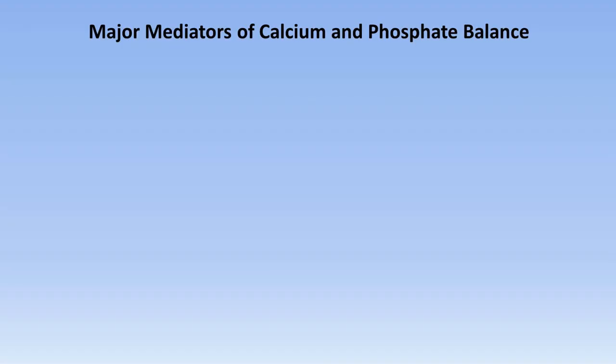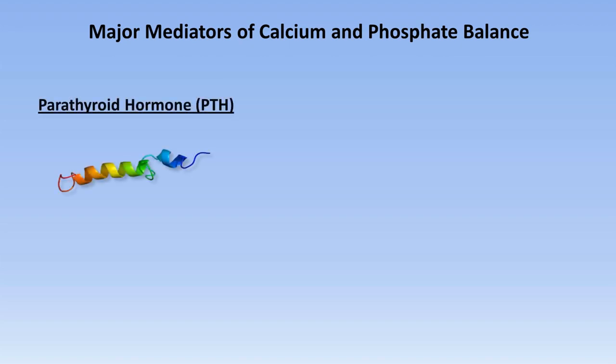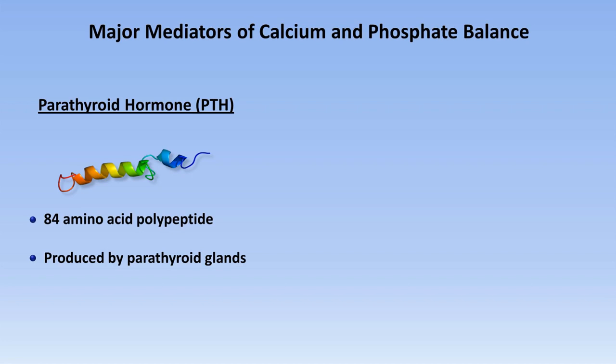A few minutes ago, I mentioned that the endocrine system mediates the processes of calcium phosphate balance using hormones. There are two major relevant hormones. The first is parathyroid hormone, usually abbreviated PTH. This is an 84 amino acid polypeptide, which is produced by the parathyroid glands. Its net effect is to increase serum calcium and decrease serum phosphate.